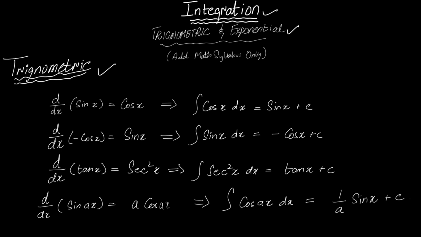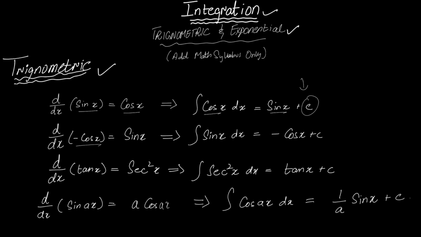Okay, so integration is basically the opposite of differentiation. So when we differentiated sine x, it would give us cos x. So now that we're integrating cos x, it will give us sine x, but we'll also have a constant here, because you get a constant in integration.